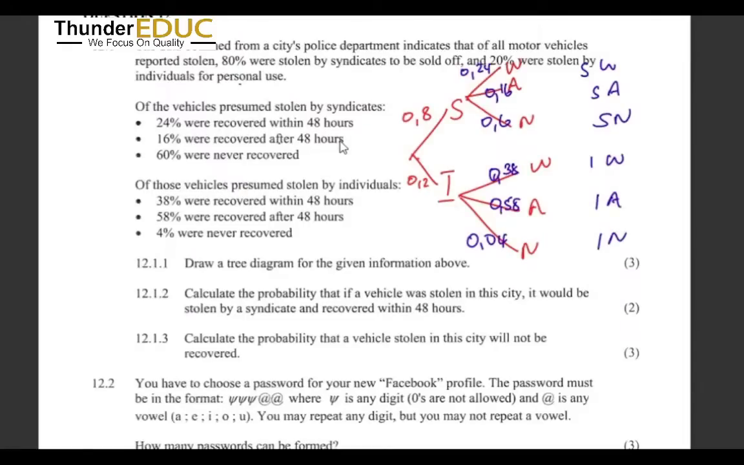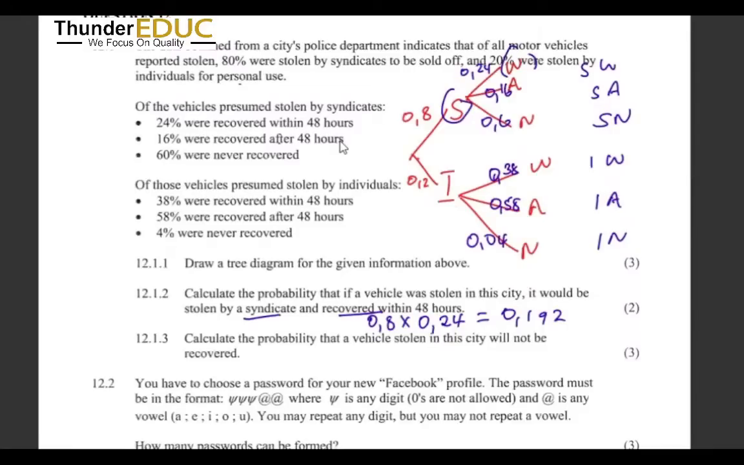Okay, then calculate the probability that if a vehicle is stolen in the city, it would be a syndicate and recovered within. So syndicate and within. That's going to be 0,8 multiplied by 0,24. I'm getting 0,192. That is 0,192. And if that is correct, we move on to the next one.